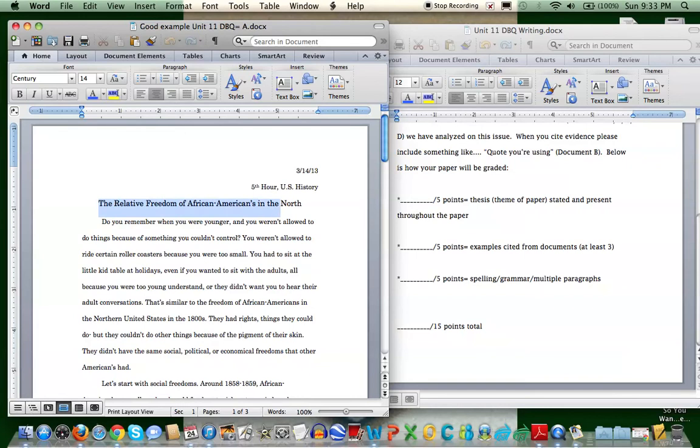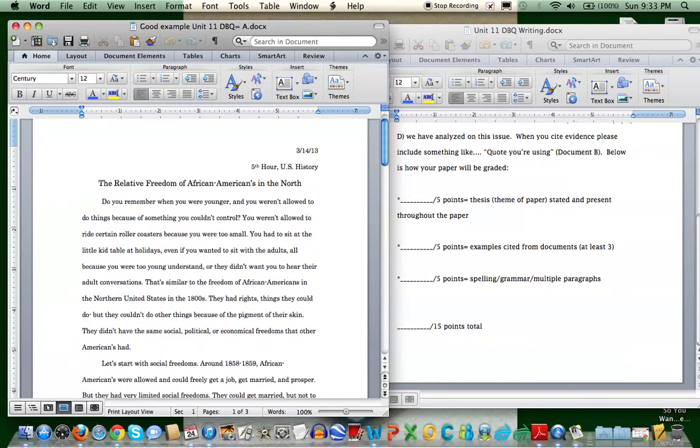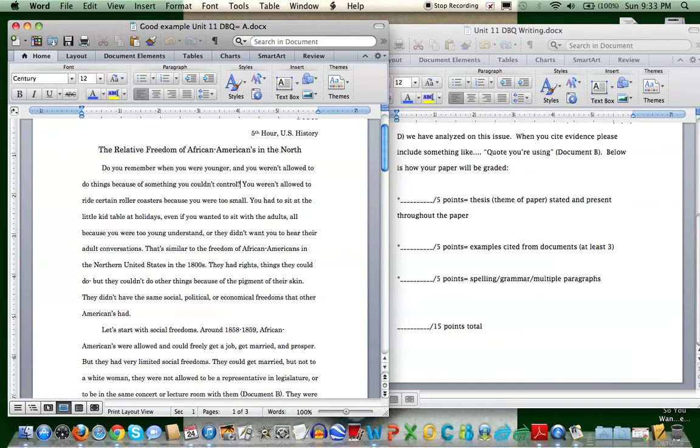The relative freedom of African Americans in the North. Do you remember when you were younger and you weren't allowed to do things because of something you couldn't control? This is a great grabber here. I think we can all relate to this sentence. You weren't allowed to ride certain roller coasters because you were too small. You had to sit at the little kids' table at holidays, even if you wanted to sit with the adults, all because you were too young to understand or they didn't want you to hear their adult conversations.